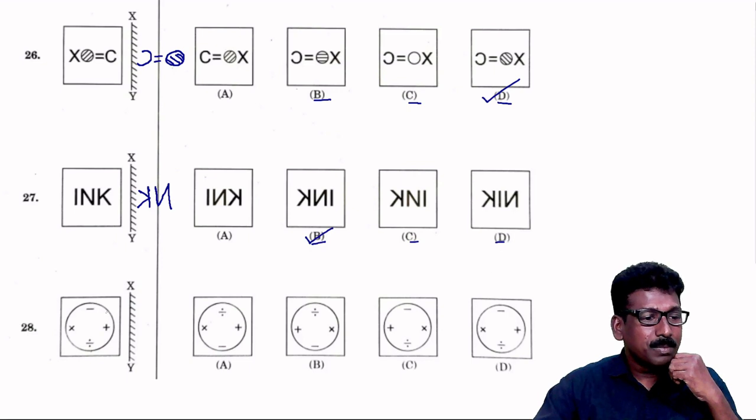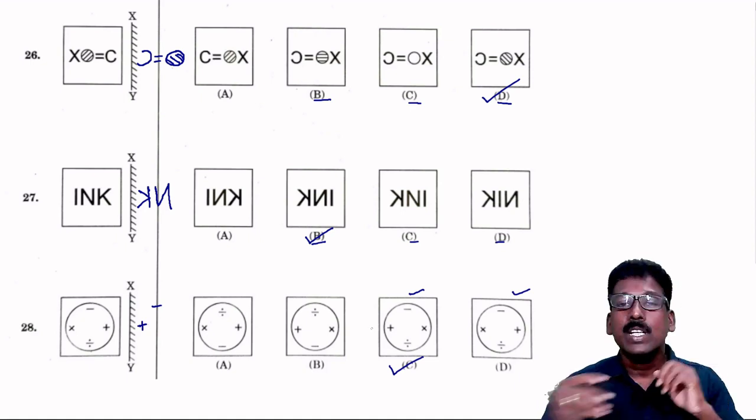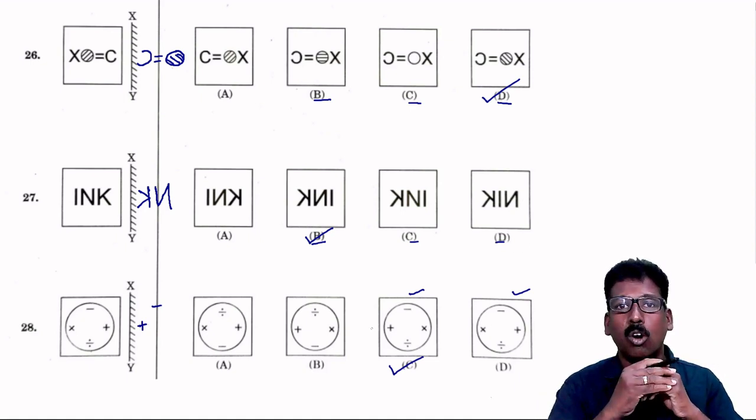And question 28. Here there is a minus sign upside. So the options with the minus sign upside are C and D. Given the plus sign on this side, the plus sign will come here. C and D, okay. C has the plus sign in the correct portion. So C will be the correct option.